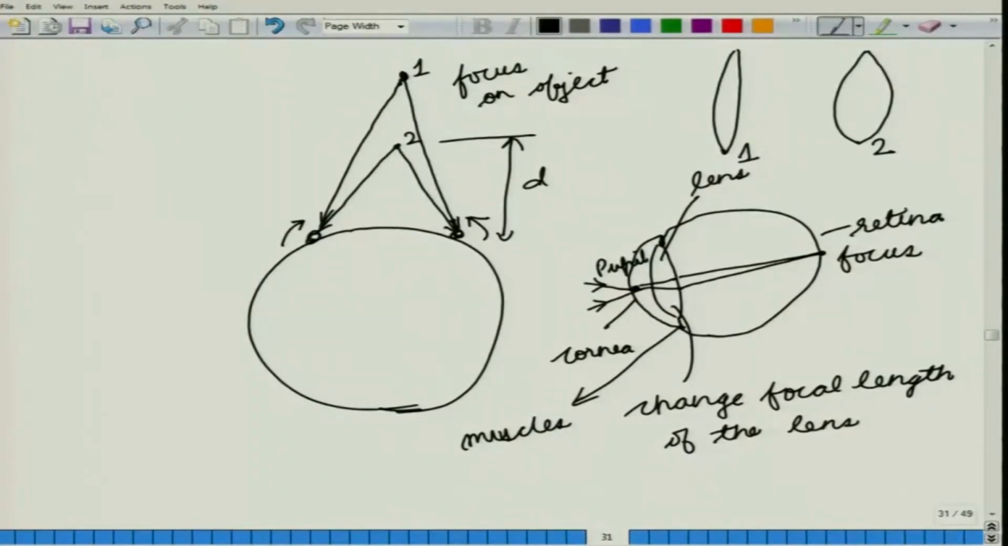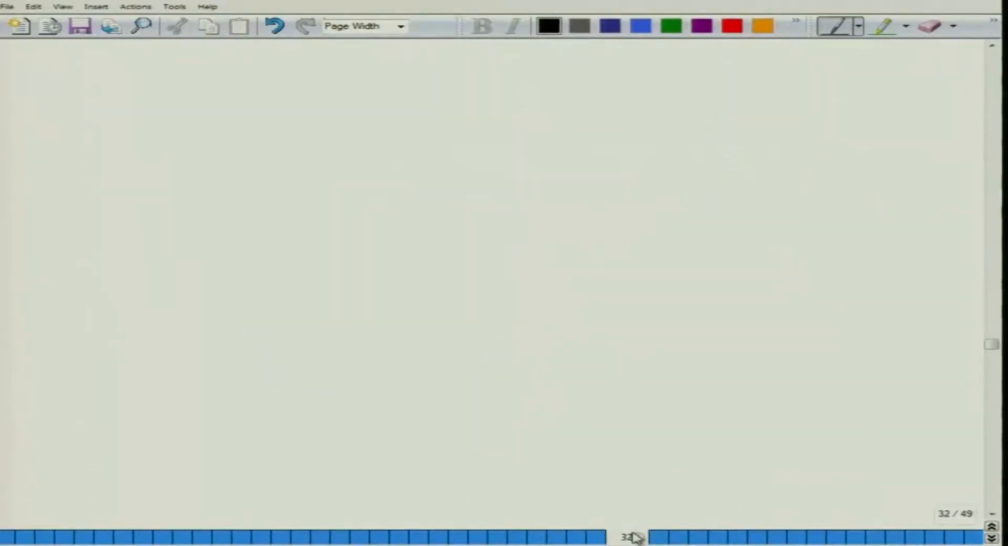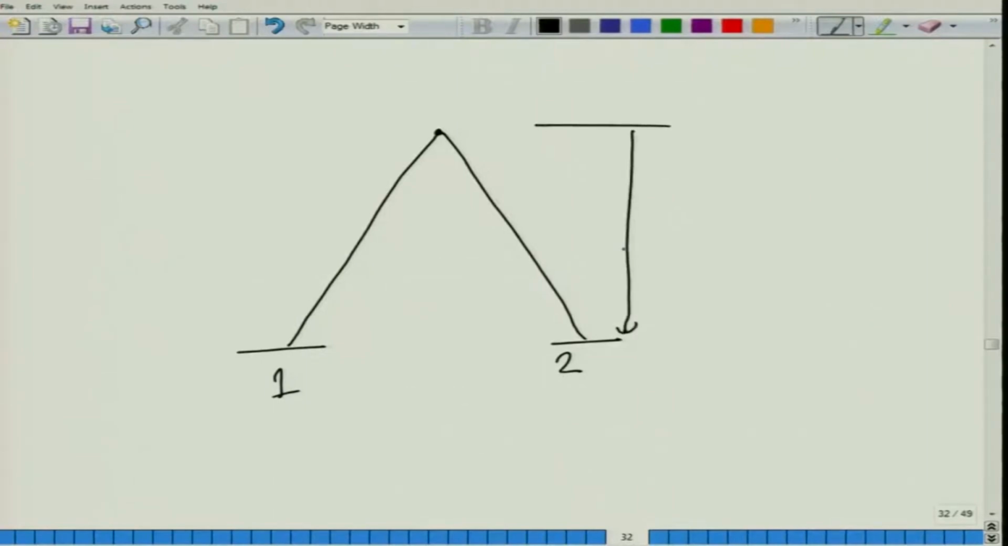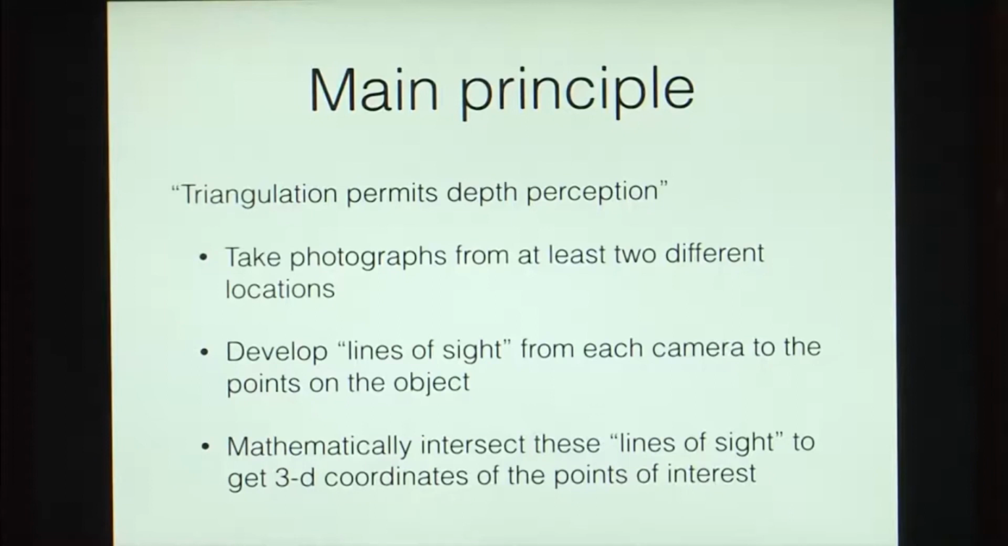Now, triangulation permits depth perception. It means that if you are taking a photograph of an object, so if you have an object here and you take a photograph from 2 locations, in the first location you have the ray coming here, and in the second location you have the ray coming here. So, both these photographs 1 and 2 can be utilized to get the distance d of this object from the photographic plane.